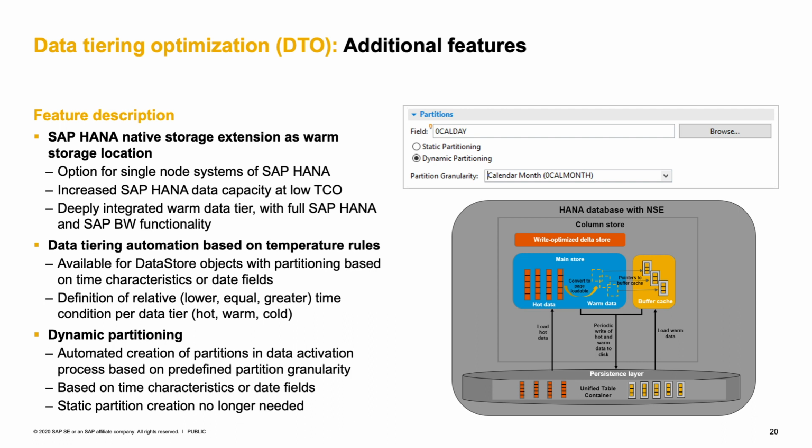Then one requirement from customer side we often received is the fact that data tiering optimization required some administration effort moving the data from one location to the other. And now we have introduced more flexible rules on time characteristics, which allow you to automatically do the data logistics between your storage locations.